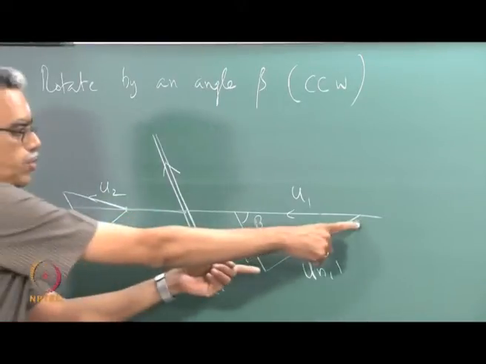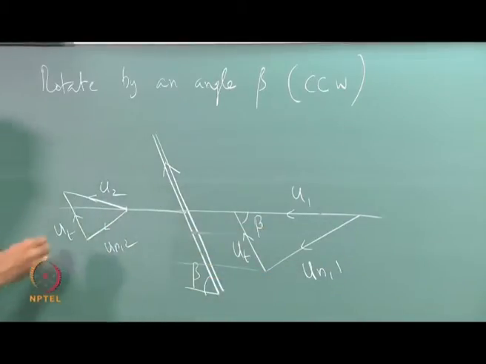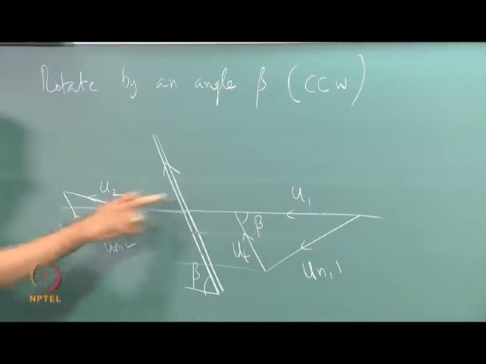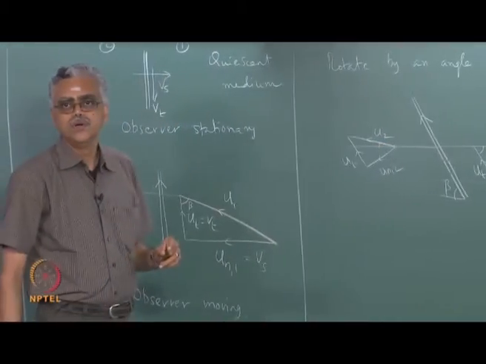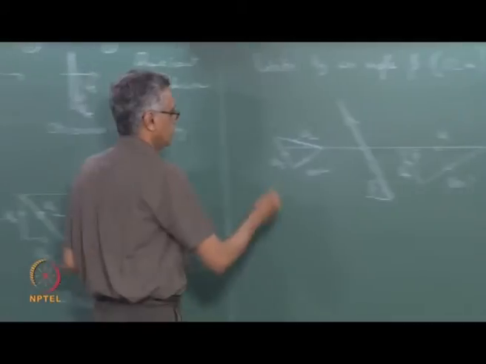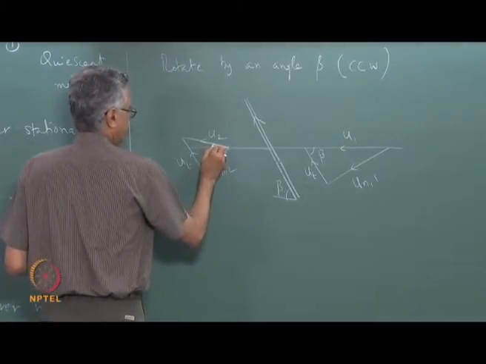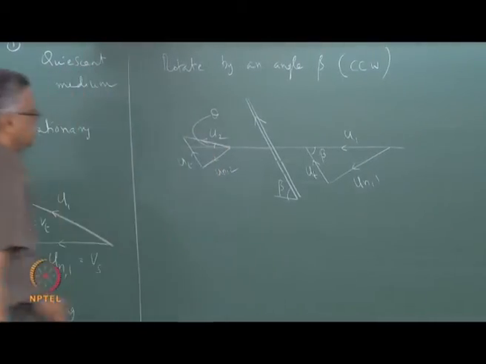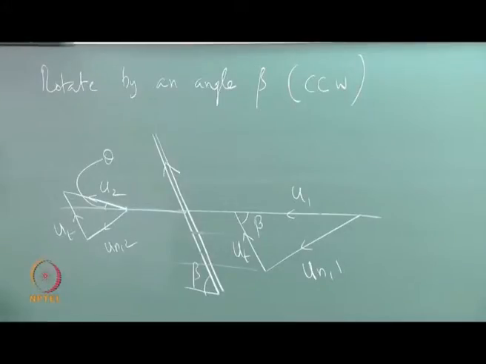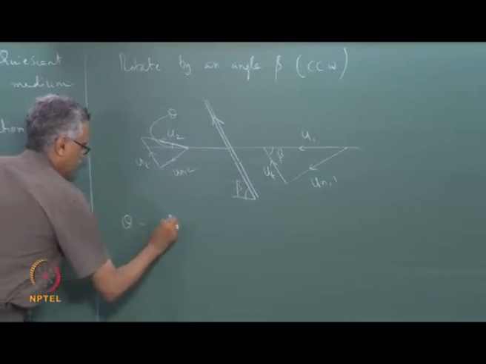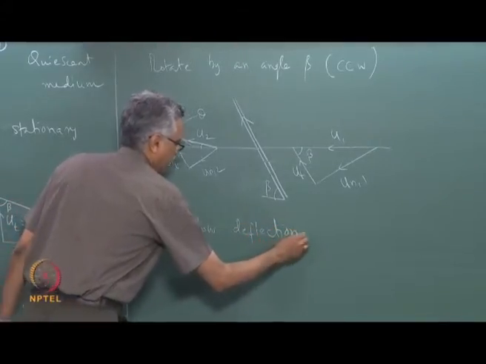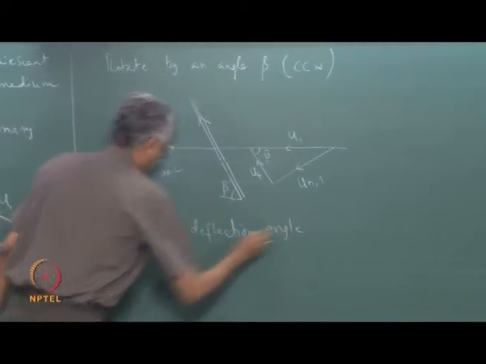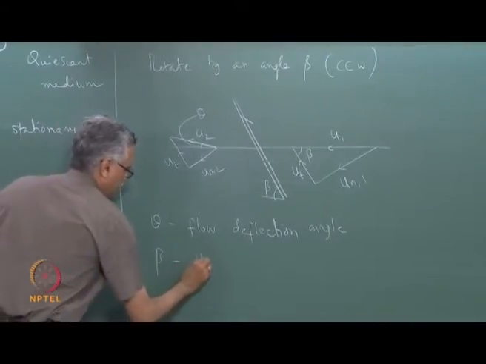un2 is less than un1, and now you can see that this was the original velocity vector direction. What is this angle? That is the flow deflection angle, usually denoted by theta. So this is the flow deflection angle theta. So let us write it down explicitly. Theta is the flow deflection angle. And beta is the wave angle.